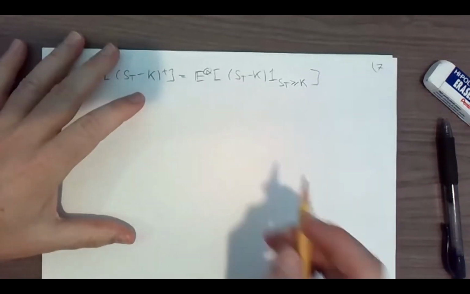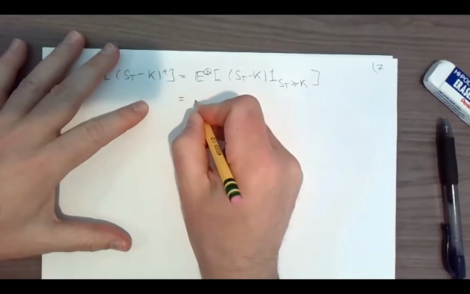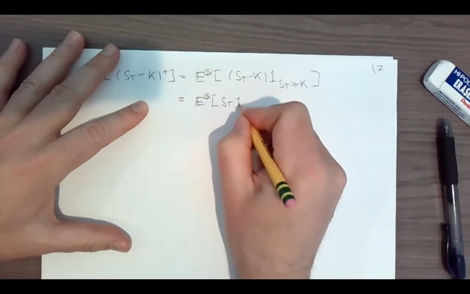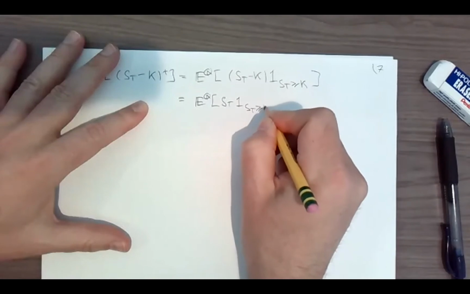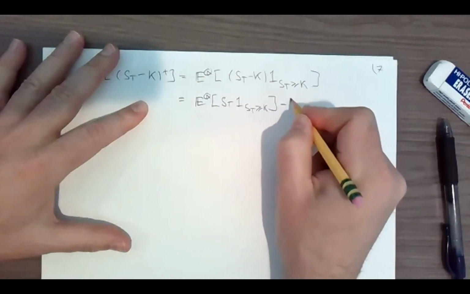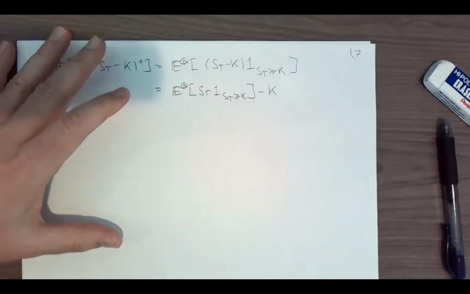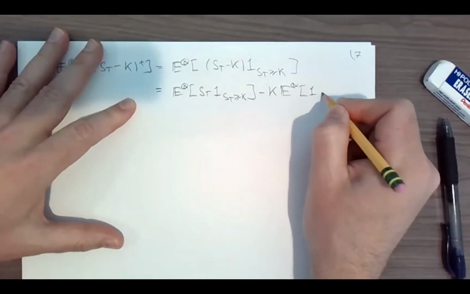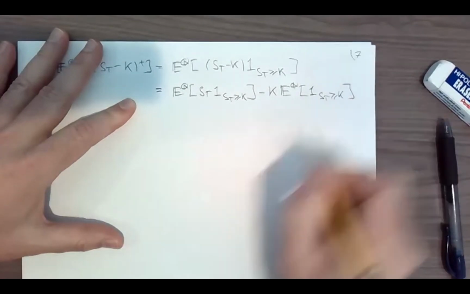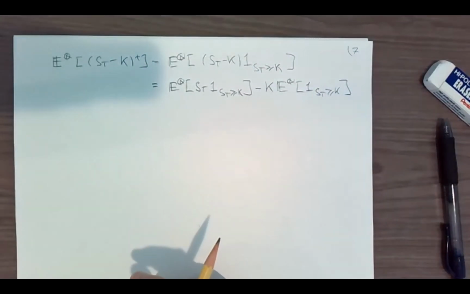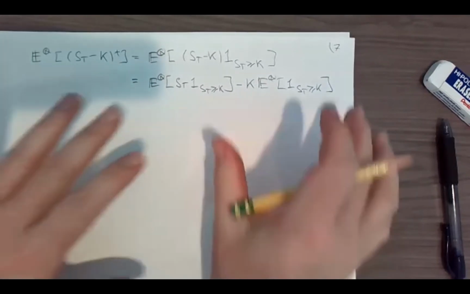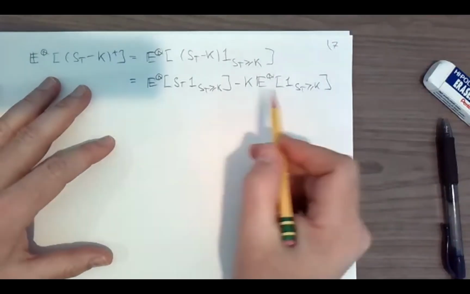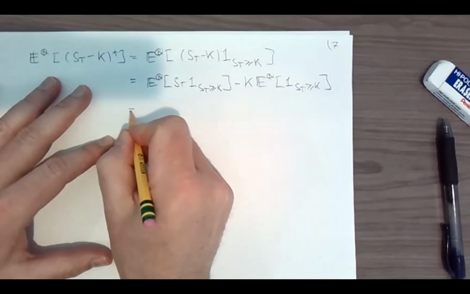Then what I can do next is break it up. So I'll get here E^Q of S_T times that indicator, and then I get the minus K, which was the nice one, and then the expectation of an indicator of S_T bigger than K. You can start to see now that the structure we had in the Black-Scholes formula is going to continue to hold here. And the next order of business is what?